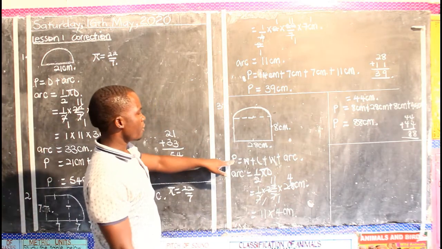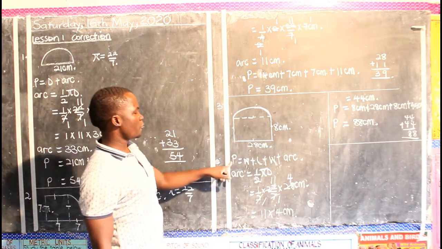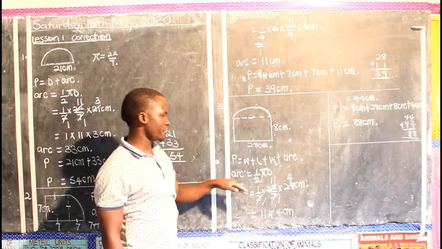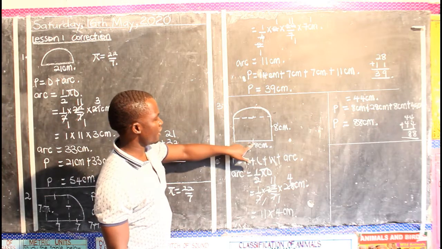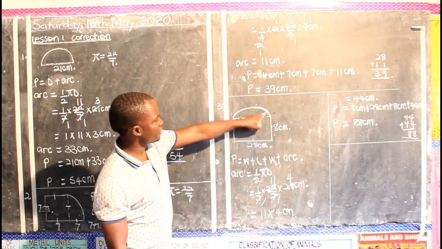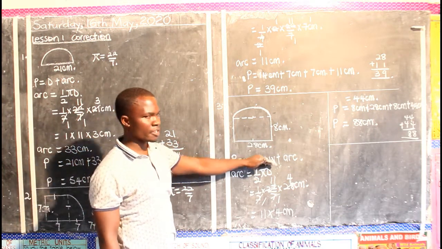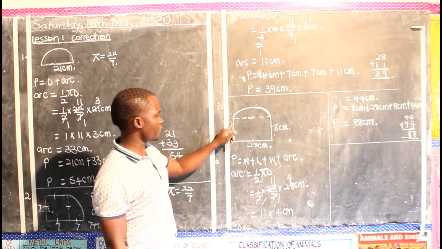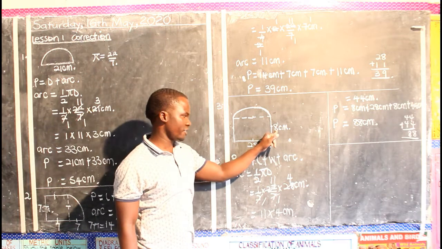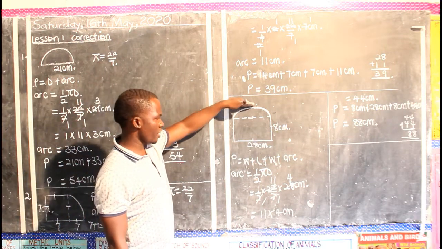Number 3, we have this figure here. For this figure, we say perimeter, we look at the sides. Perimeter equals width plus length plus width plus the arc. Arc equals, we have this width is 8, this is 28, and this is 8. But we don't have the arc.